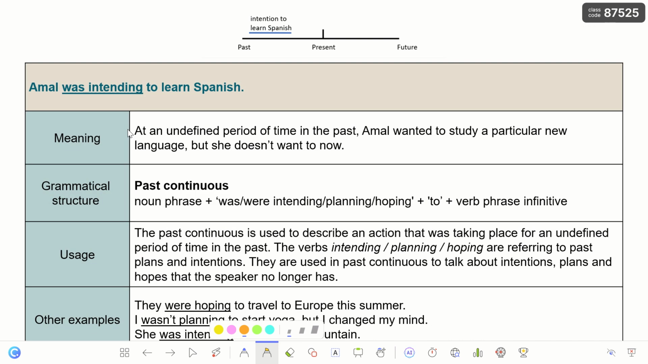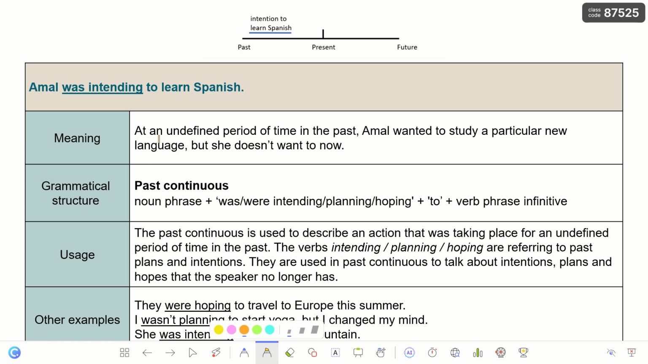Okay. Now, I think this one is the simplest and the easiest grammar topic included in your end of term material, which is past continuous. Okay, so looking at the timeline of the tenses, I have present now, I have the future, events that will take place later on in the future, and past, things that happened and finished in the past. When I say Amal was intending to learn Spanish, I'm talking about an action that was in progress in the past.